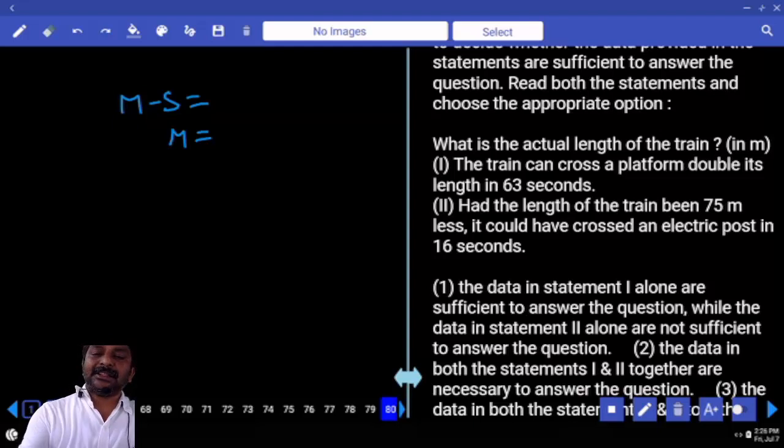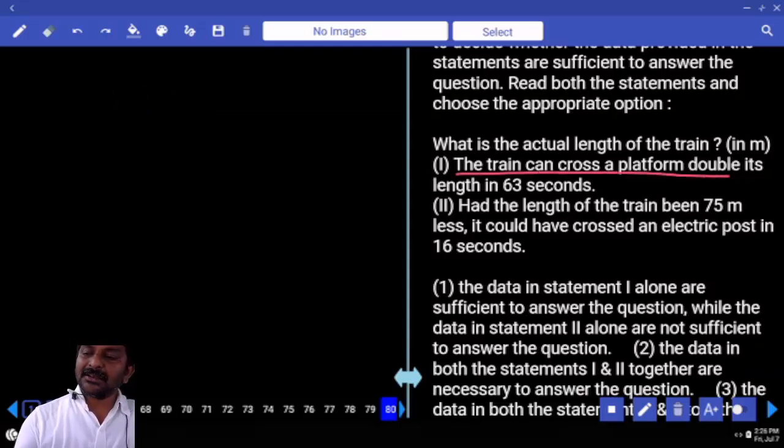What is the actual length of the train? The train crosses a platform double its length in 63 seconds. Can you answer the question? Why? Speed is not there. If the speed is there, can you answer the question?